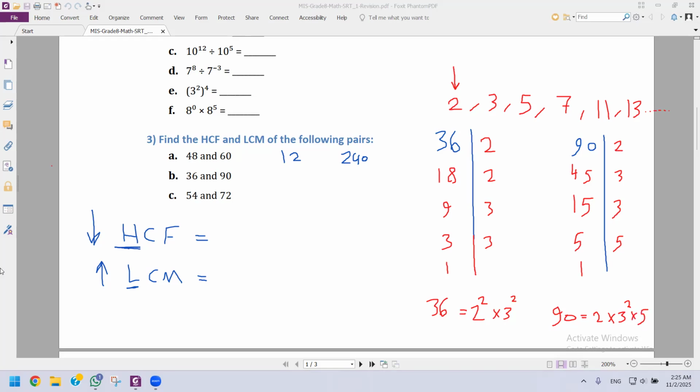Now let's do the highest common factor. As we said, we compare and we pick the lowest. Two of them, one of it, we pick 1. 2, 3 here, 2, 3 here, we pick 2, 3. 1, 5 here, there's no 5, we keep it. 3 square is 9, 9 times 2, 18. So the largest number that can divide 36 and 90 is 18.